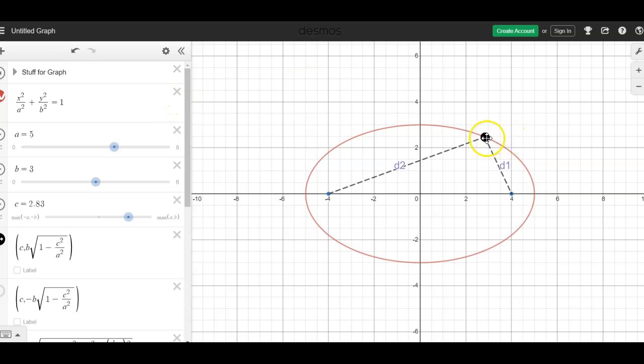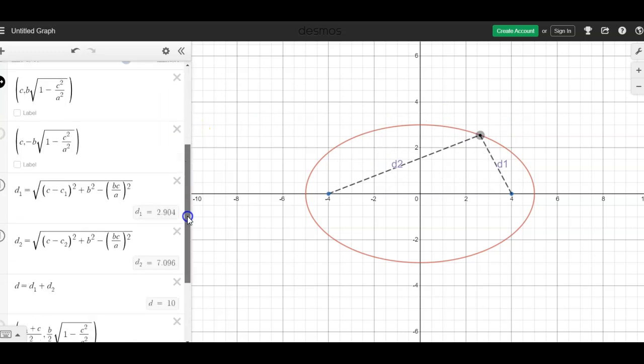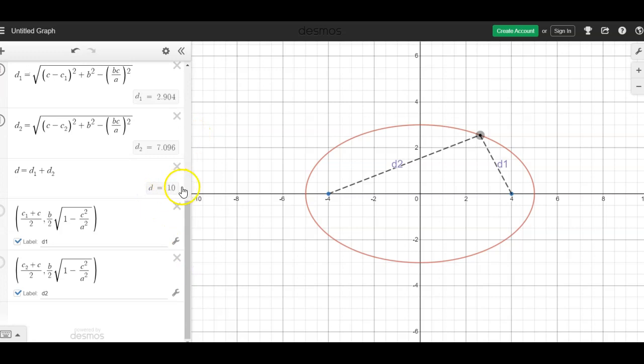So now I've moved everything out. I didn't change B, so we're still hitting it at 3 and -3 on the y-axis. But I changed A, and so we went out further, so our ellipse got wider. Well, let's look at what D is now. D is 10.